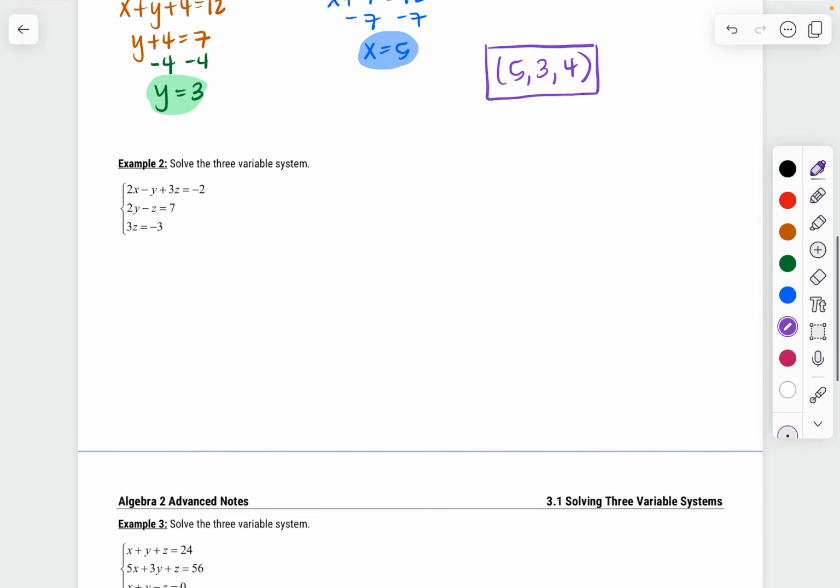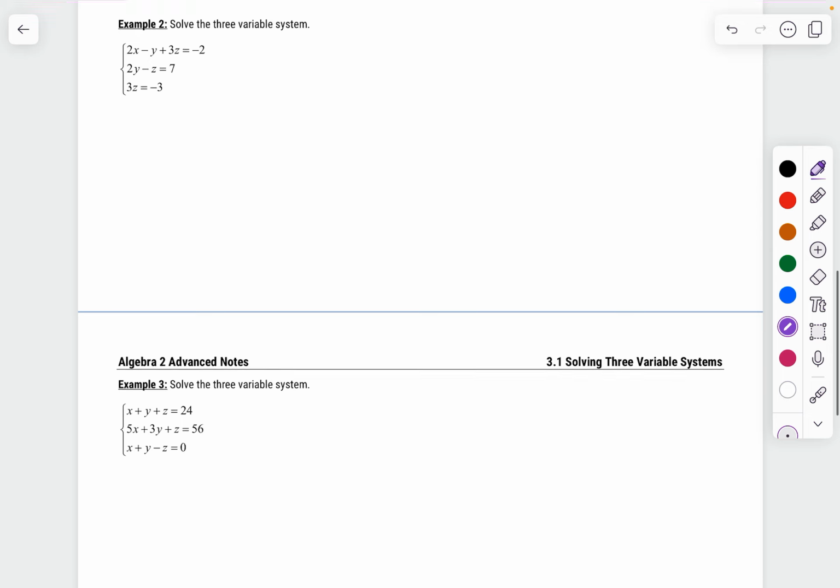So let's go and try another one. Now, this one does require a little bit of solving to get us to that z value, but I'm going to start by dividing both sides by 3.